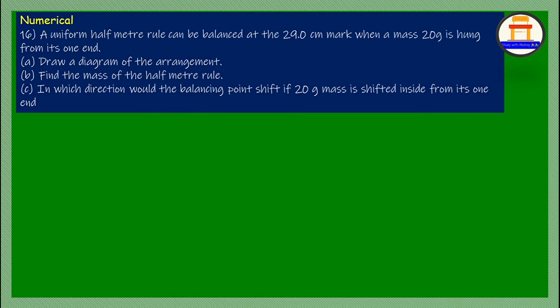A uniform half meter rule can be balanced at the 29.0 centimeter mark, where a mass of 20 gram is hung from its one end. First, draw a diagram of the arrangement. Second, find the mass of the half meter rule. Third, in what direction would the balance point shift if the 20 gram mass is shifted inside from its one end?